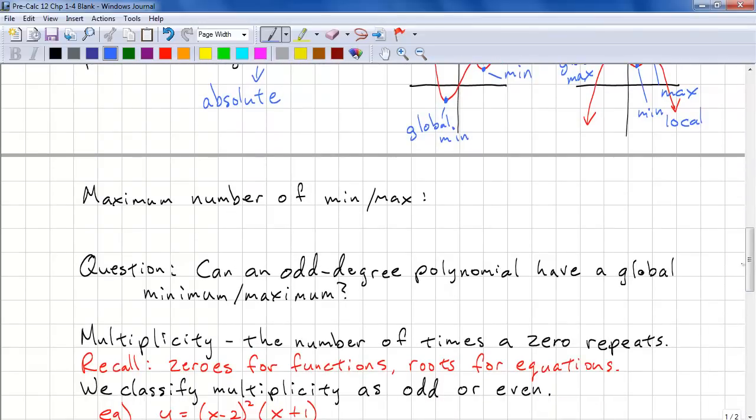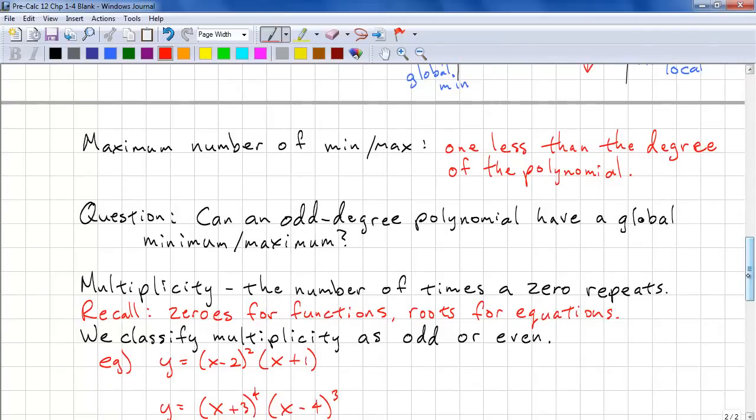The maximum number of min and max is 1 less than the degree of the polynomial. Here's a question. Can an odd degree polynomial have a global min and max? And we looked at that and the answer is no.